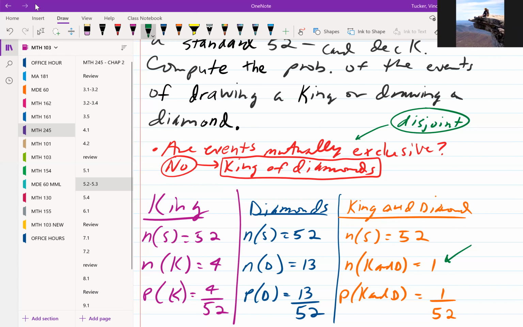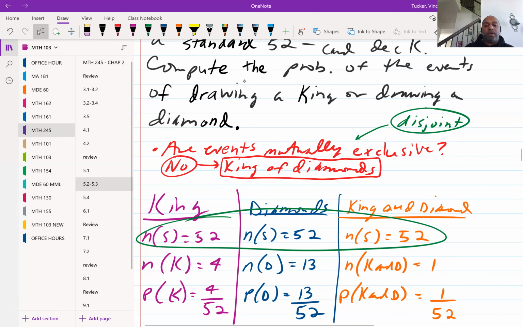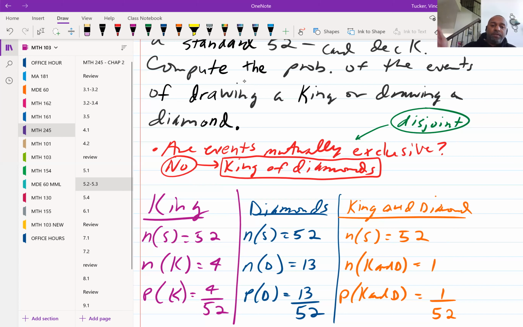Oh, okay. Yep. And just running through it to make sure everybody's with us. It's a good question. So these numbers right here, all of them are 52 because there are 52 cards in the deck. So we're not changing decks for each event. And then here, there are 4 kings in the deck. There are 13 diamonds in the deck. And then there's one card that's a king and a diamond. That's the king of diamonds. And then you place each one of those over 52.